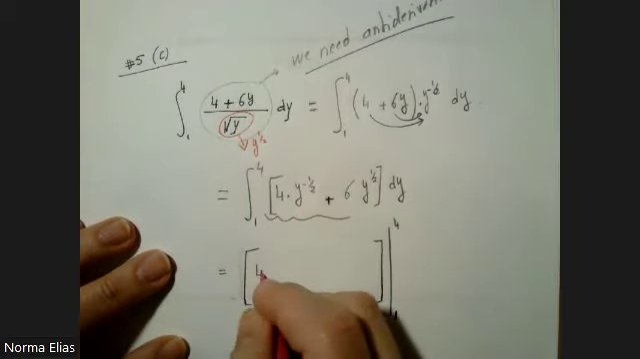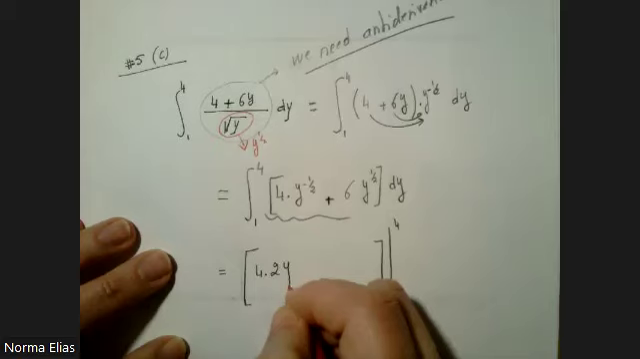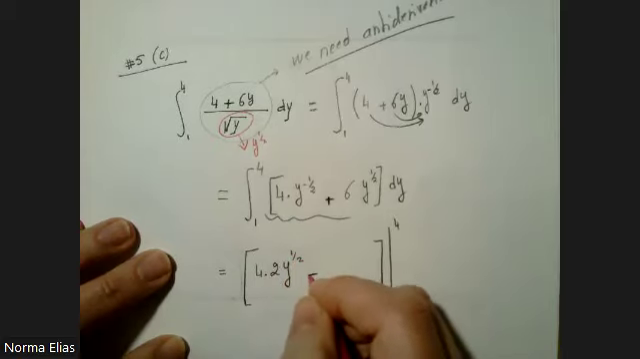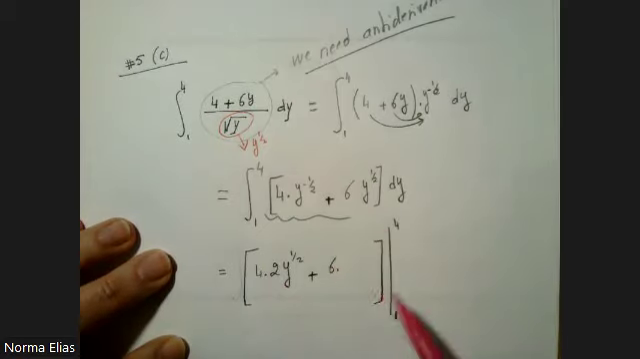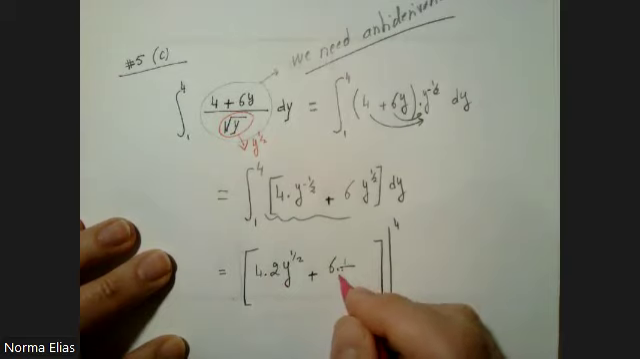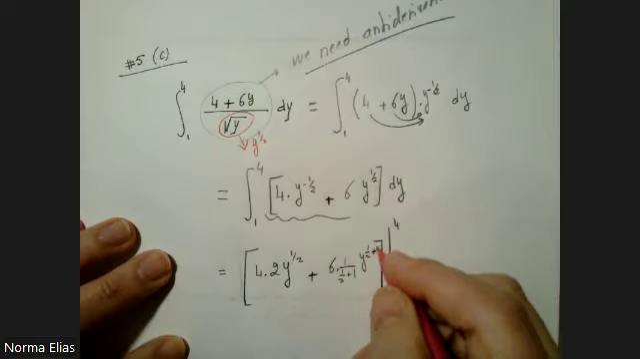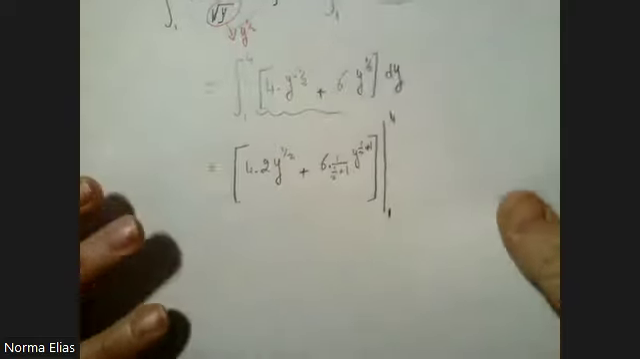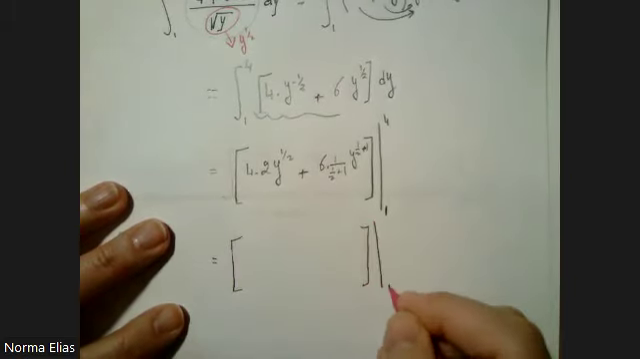4 is a constant. The antiderivative of y to the minus a half is 1 over minus a half plus 1. Minus a half plus 1 is a half. So this is really like multiplying by 2 to the power a half. Plus 6 is a constant. Y to the half is 1 over a half plus 1, y to the half plus 1. I have to simplify before I proceed in the evaluation.